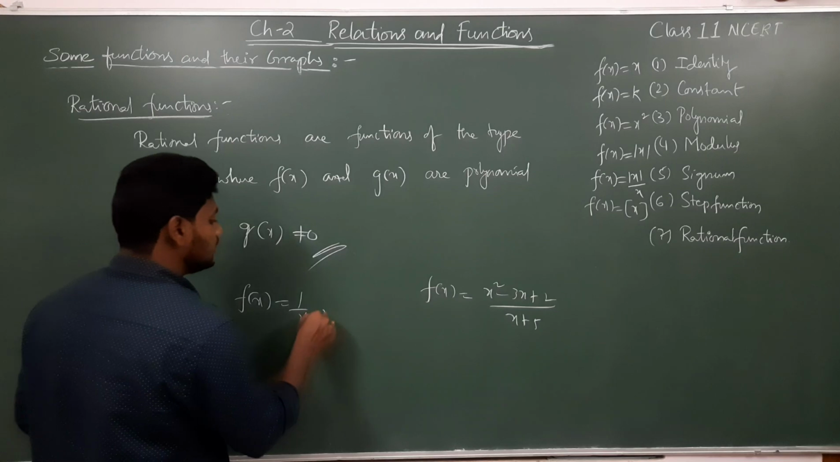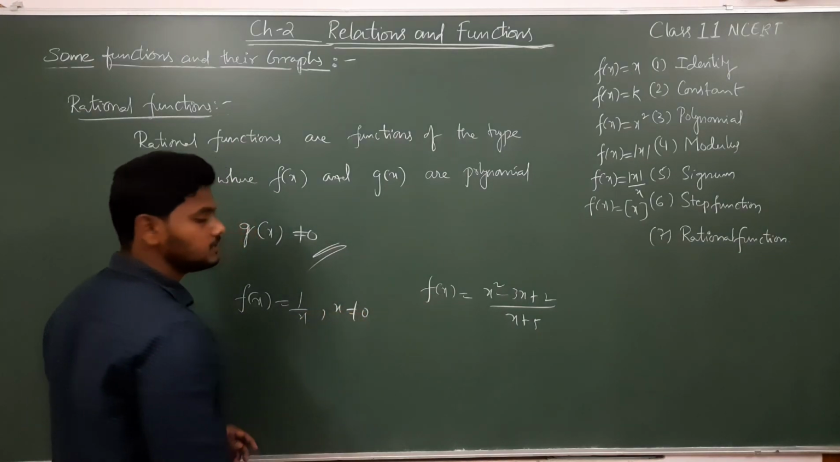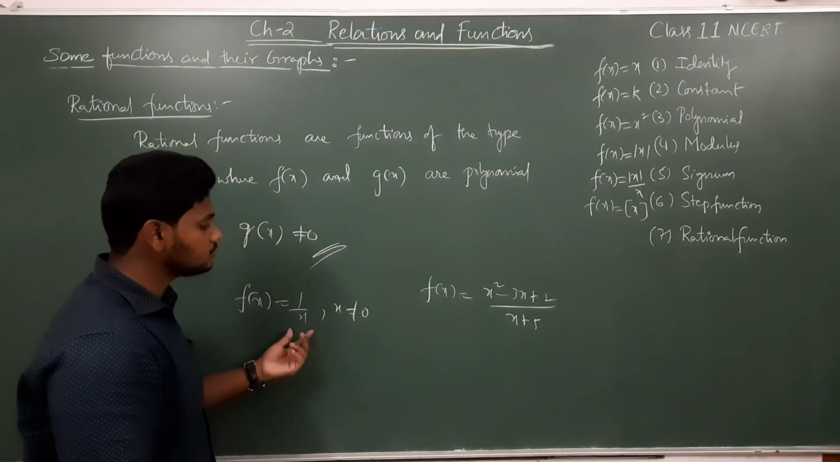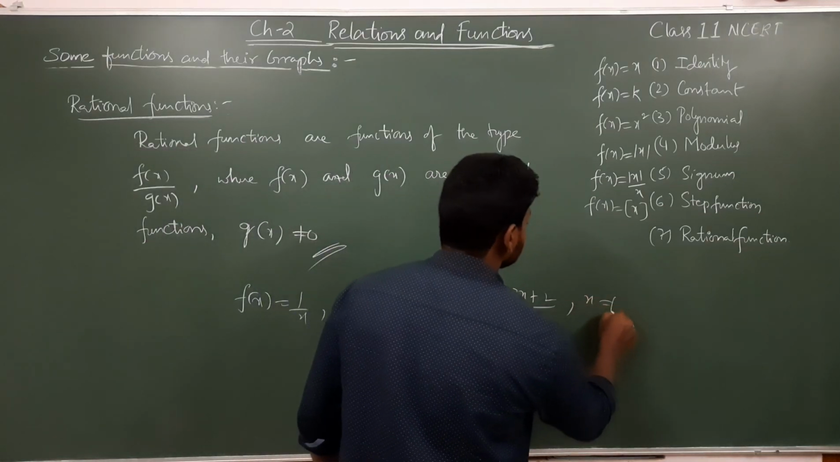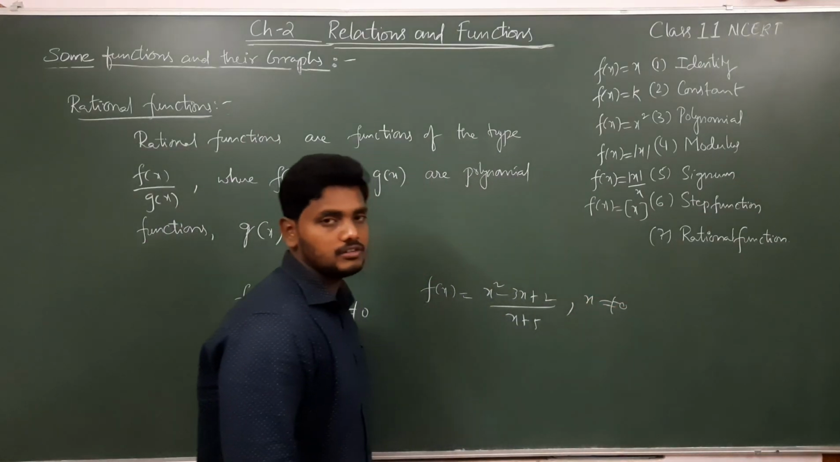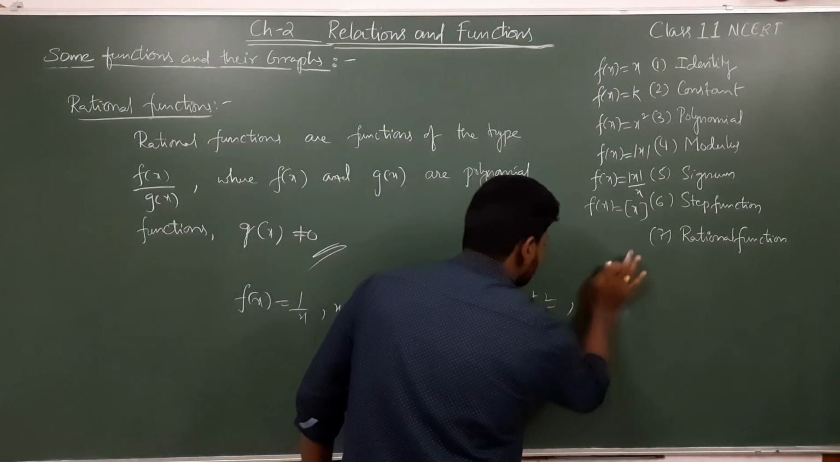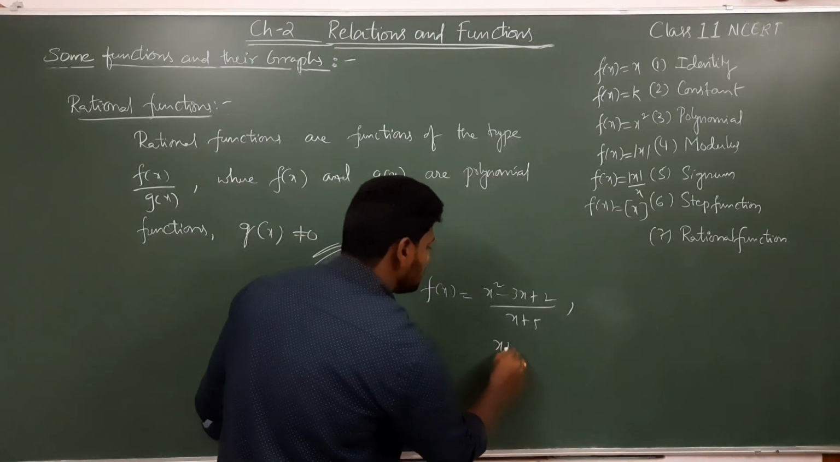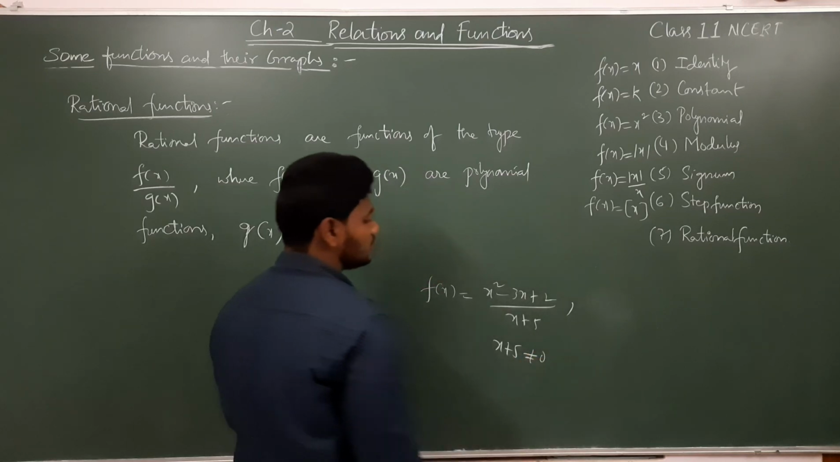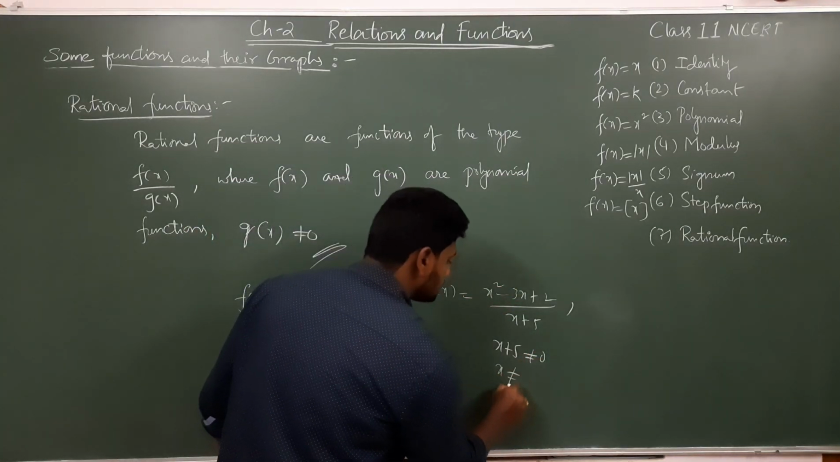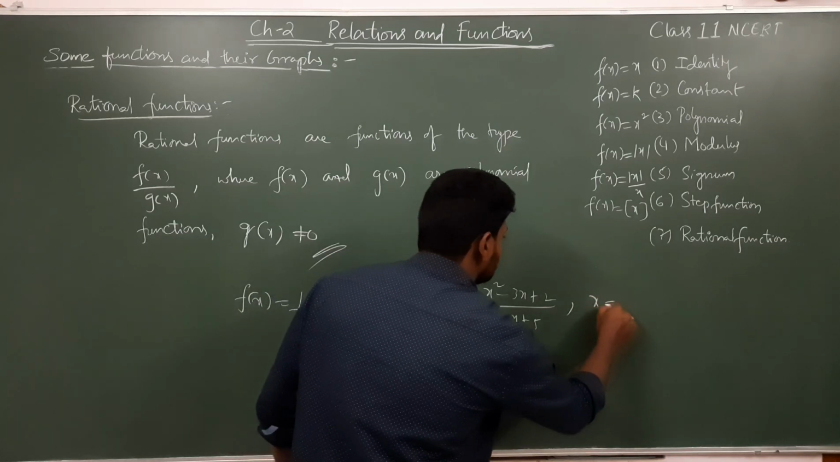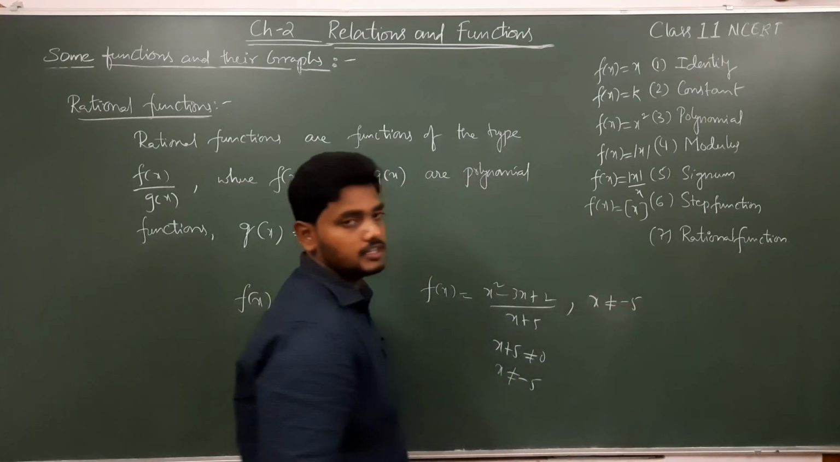Here what is the condition? Here the condition is x not equal to 0. Why? Because the denominator should not be equal to 0. Here also x not equal to 0. What we need to do is x plus 5 shouldn't be equal to 0. That means the denominator should not be equal to 0. Then what is the value? x not equal to minus 5.